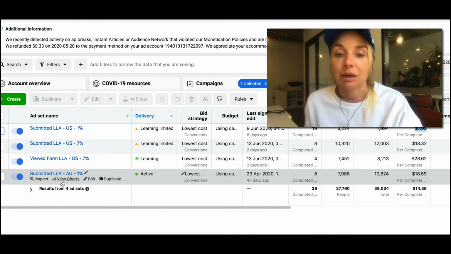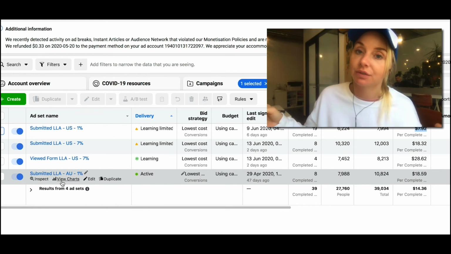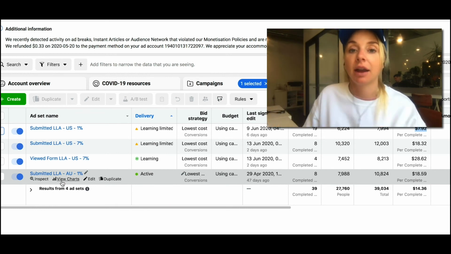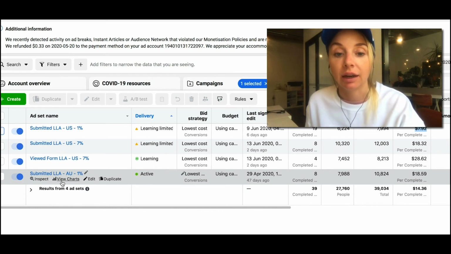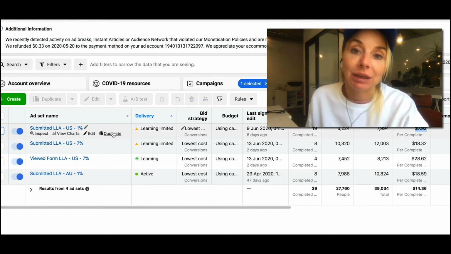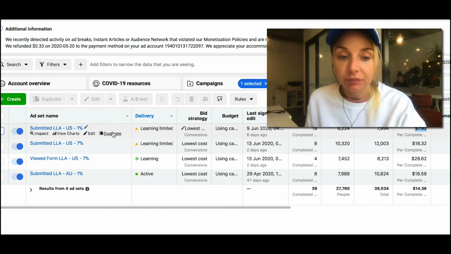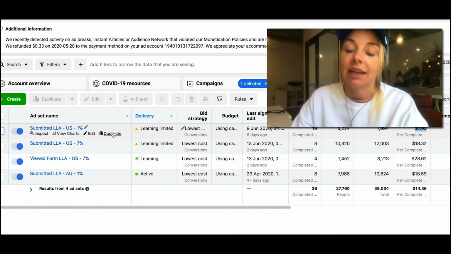This is something to consider if you are running dynamic creative, because of course, if you have lots of different variations of images and copy and all of that, and you only have $5 a day, it's going to take you ages to actually get any meaningful data, and Facebook is probably going to show you this learning limited warning label.